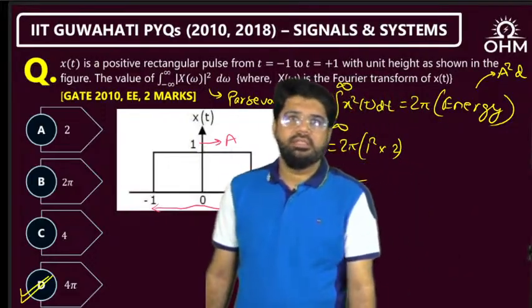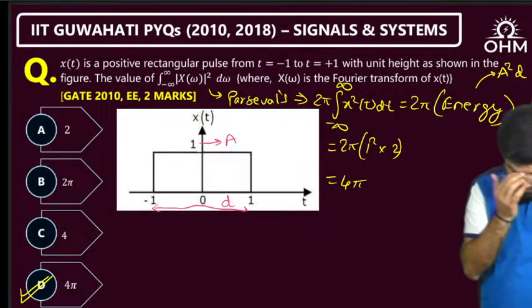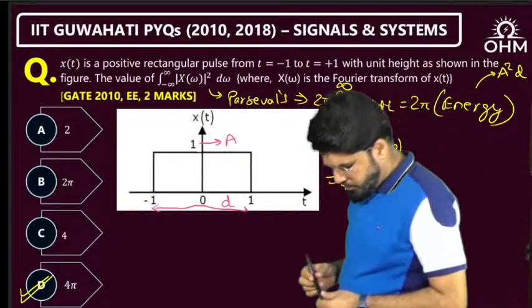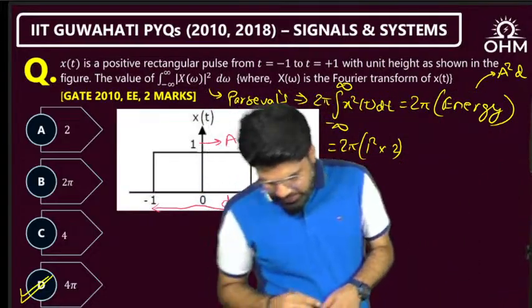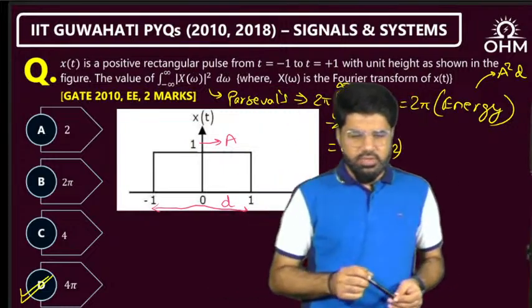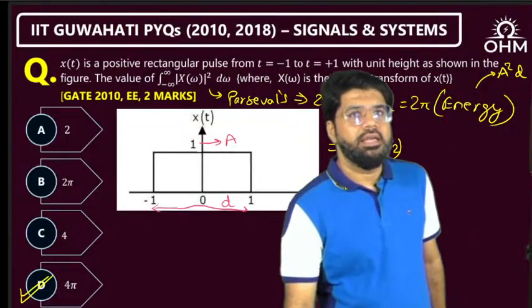The correct answer is D. Have a look into it. The correct answer is simply equal to 4 pi. Yes, Akhila, correct answer. It's going to be option number D, 4 pi. Okay, basic questions on Parseval theorem, GATE 2010 EE 2 mark question. Next question.